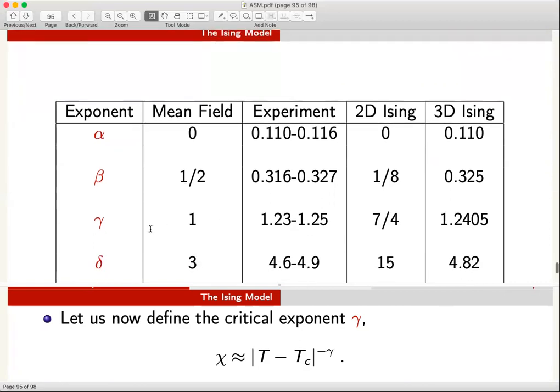The next critical exponent was delta. This is the response of the magnetization to the external magnetic field, H going as m to the delta, and we had found in mean field theory the answer is 3. Experiment shows a much bigger number actually. It is between 4.6 and 4.9. The 2D Ising model is way out, and the 3D Ising model gives you 4.82, which is again within the range.